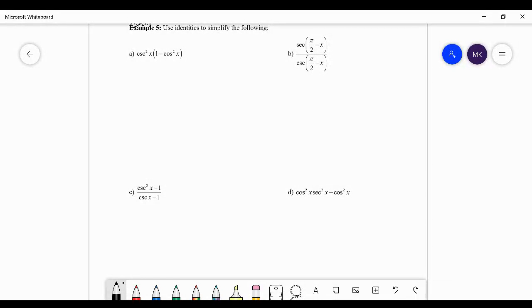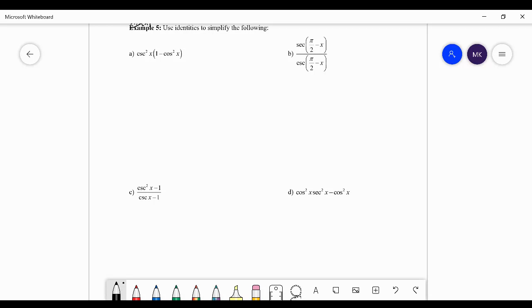Let's just look at this first one here. We have cosecant squared of x times 1 minus cosine squared of x. So we see these squares, and what should we think? That's right, Pythagorean identities. Now, I know I have one for cosecant squared, and if we scroll all the way back to the top, you can get that cosecant squared is 1 plus cotangent squared. But that doesn't really help us here. 1 plus cotangent squared, we'd end up with this big mess, and that really doesn't work.